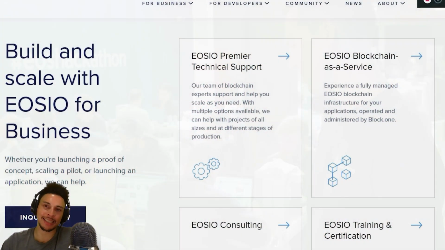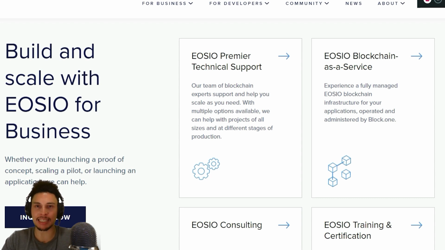So if you guys can't tell already, EOS is pretty much a platform targeting large enterprises, large businesses, aka EOS for business. Build and scale with EOS IO for business. Whether you're launching a proof of concept, scaling a pilot, or launching an application, we can help. To the right, you can see some services they offer big business type clients.